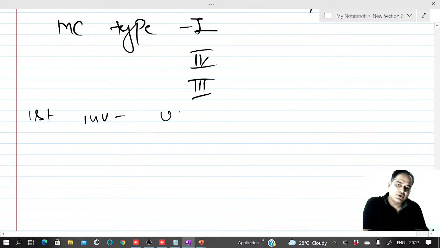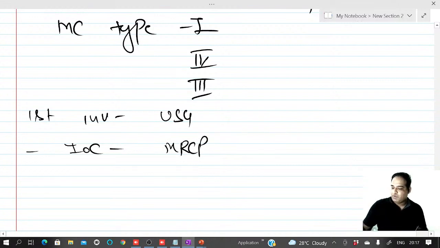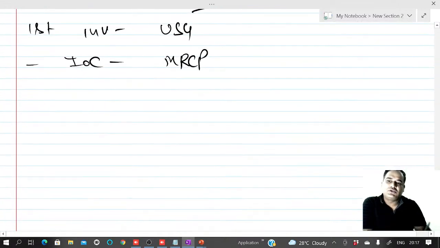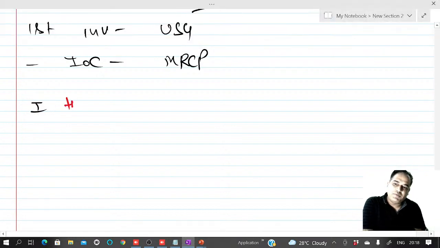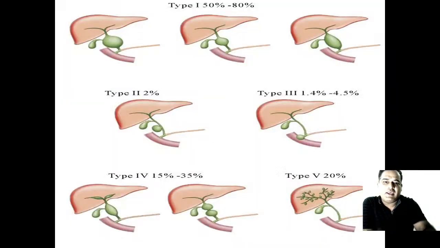First investigation usually is the ultrasound. Investigation of choice remains the MRCP. Treatment, because if you see here correctly, extrahepatic ducts are involved.